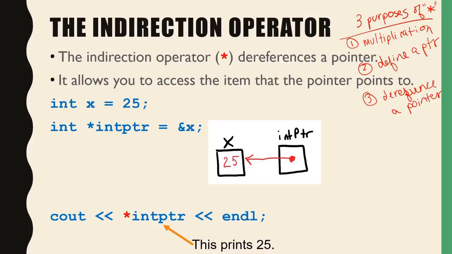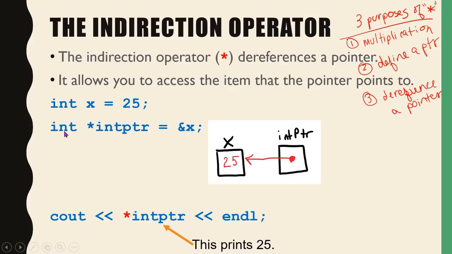Dereference means that I am accessing the value that this pointer is pointing to. So in this example, I have x, which is 25, just an integer, and then I created a pointer, int pointer, and I initialized int pointer to point to x, so it holds the memory address of x. Then, if I want to print out x through the pointer, I can do that by dereferencing the pointer using the indirection operator. So cout, and then our indirection operator, int pointer.